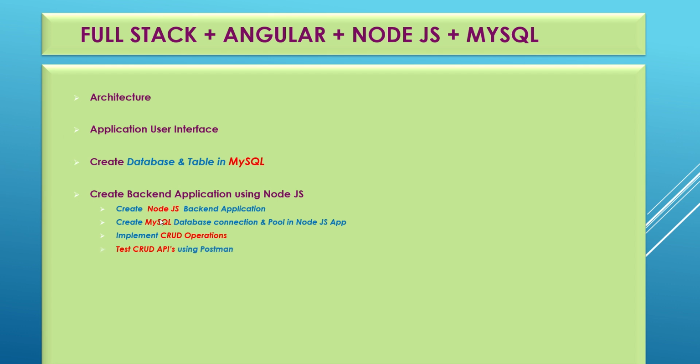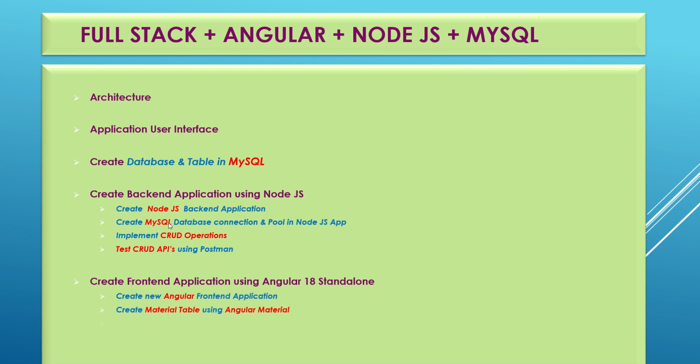In that, we will create our Node.js application first. Next we will configure the MySQL database. We will first create the MySQL database connection and pool in the Node.js application. Next, we will implement all the CRUD operations, and we can implement CRUD APIs in that. And finally, we will test our CRUD APIs using Postman. So this is about the backend points which we are going to cover.